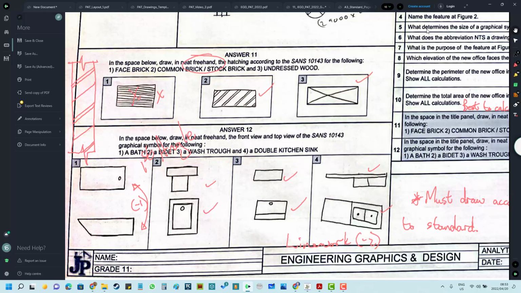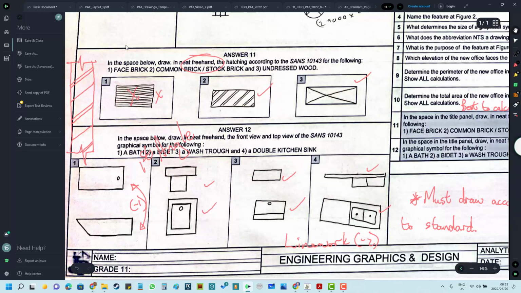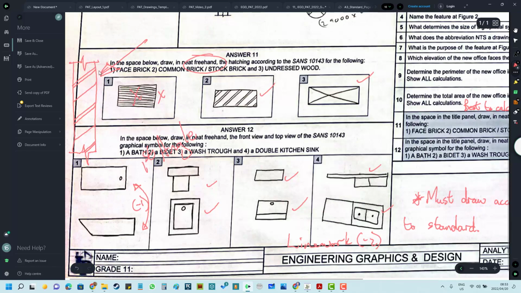So when we are looking at these drawings, number one, when we look at the face brick, that clearly is not a face brick hatching, because we know that all hatching must be done at an angle of 45 degrees. And with face brick, we have the double line and then a single line, like so. There it's a double line, then a single line and a double line, and they are equally spaced. This is not done entirely neatly on freehand, but this is just an example to show what the problem is. So you have to make sure you understand the difference between the hatching of a face brick and then also of a common or stock brick, which is at number 2.